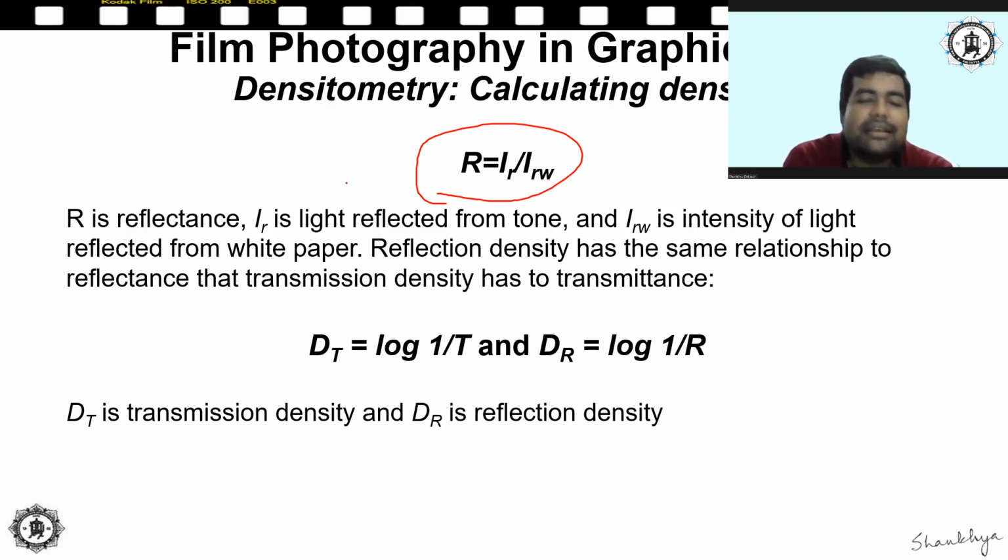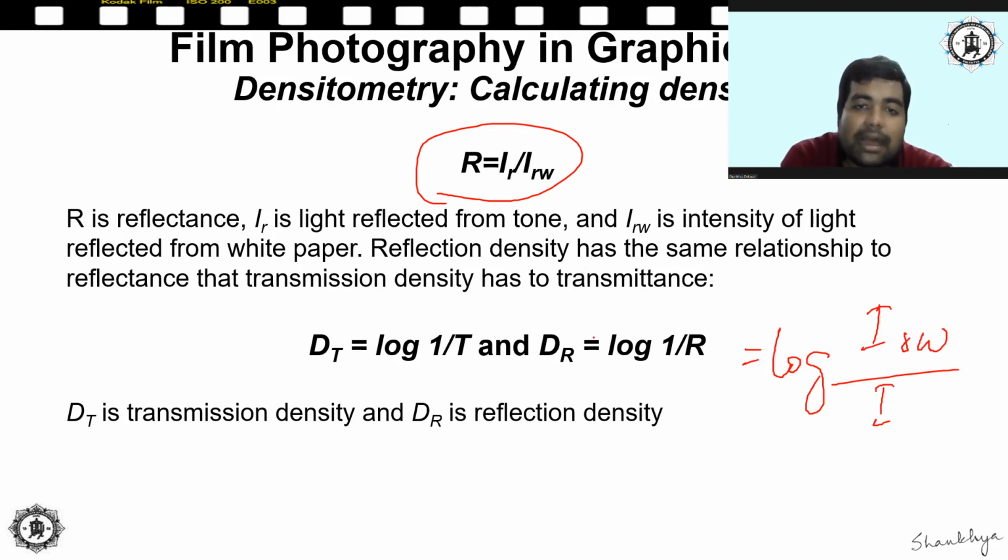So IR is the intensity of light reflected from the tone, here the ink, and IRW is the intensity of light that is reflected from the white paper of the non-image area, right? So if this is reflectance, then we can deduce that the reflection density, DR, is the logarithm of 1 by R. So this will be log of IRW by IR, right?